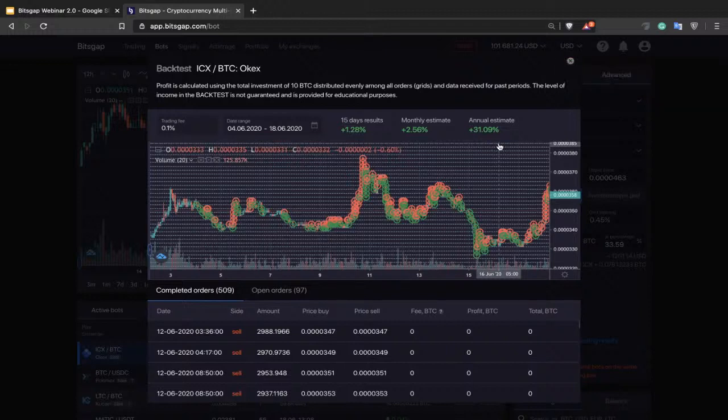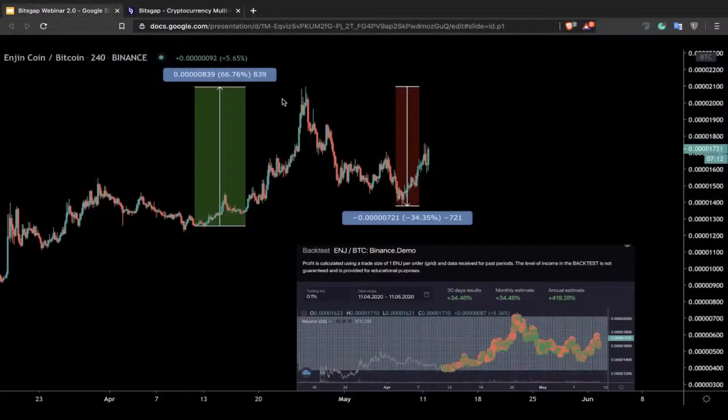It tests previous days, and it estimates what would be the profits if we would have initiated the bot back at that time. So how can we use the backtesting to generate trade ideas? Here's the example: ANG trading to BTC.